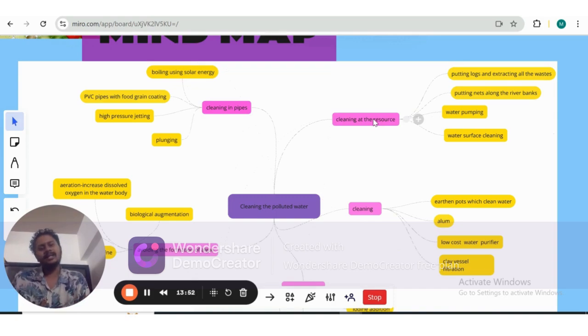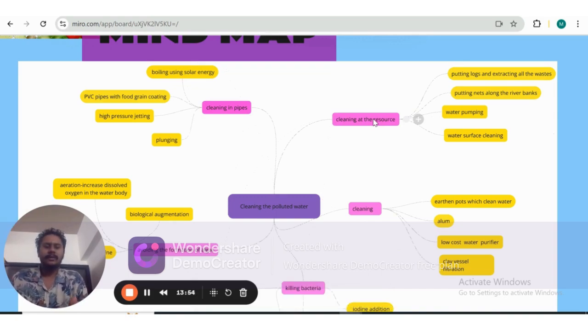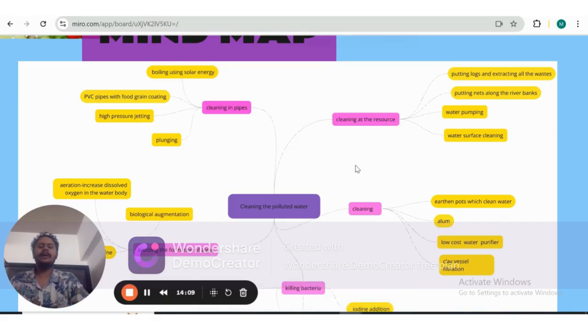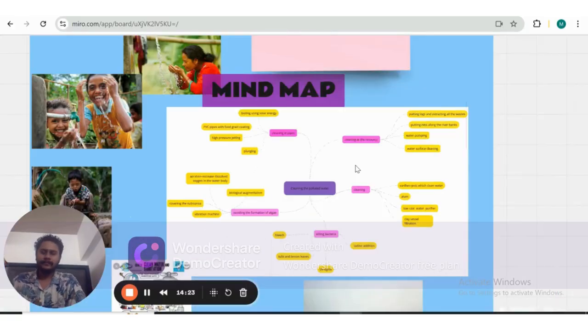When we say that cleaning the water at source is a frame, then a lot more ideas can come from the same frame as well, like putting nets along the river banks, water pumping, water surface cleaning. This frame enables students to think of many more ideas to solve the same problem. This is how the frameworks guided by Erehwon's STEM innovation process help students create multiple solutions and ideas to solve the same problem.